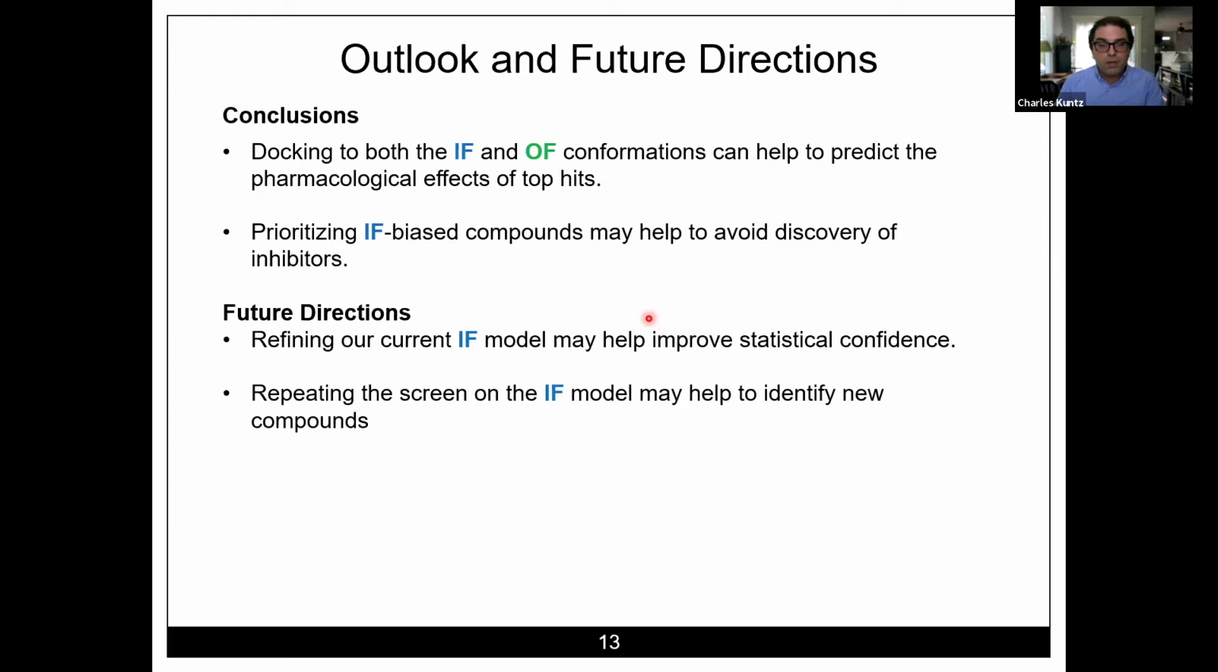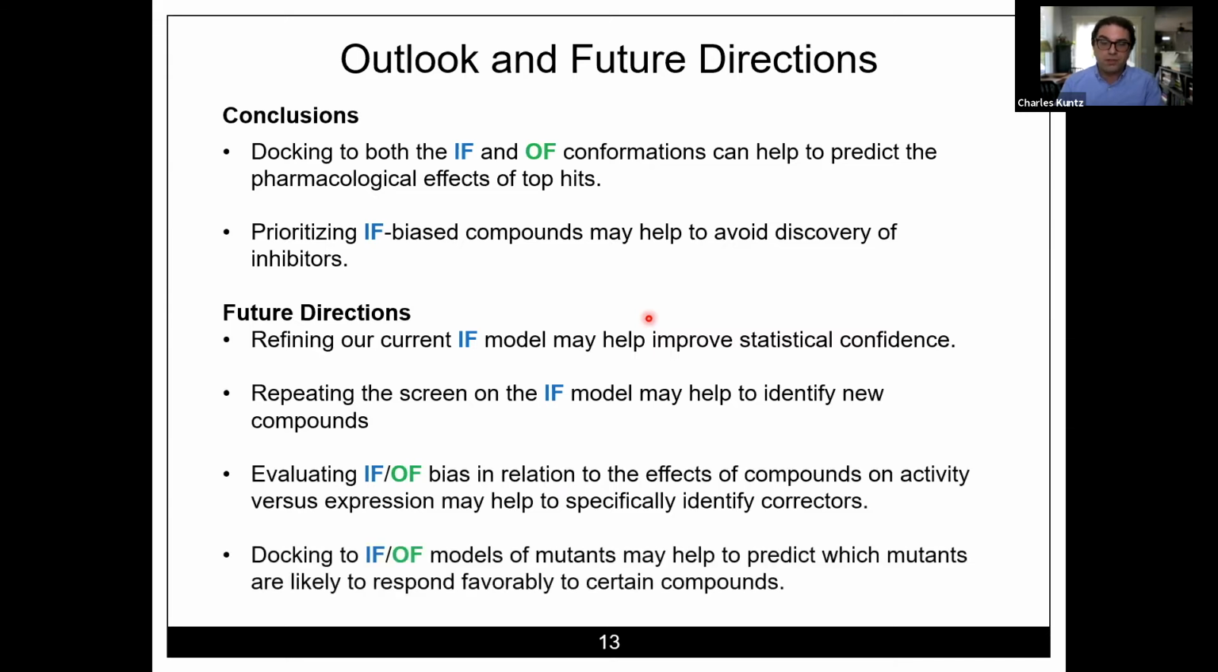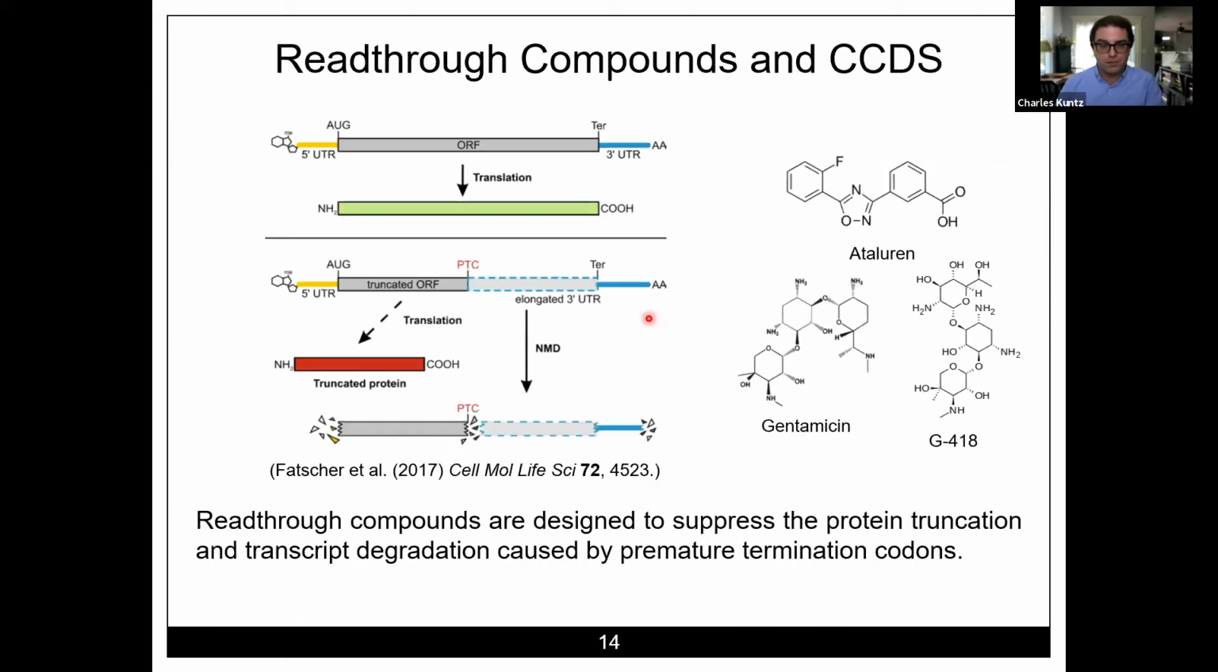So we want to repeat the screen on the inward-facing model to help identify new compounds. We want to evaluate the inward-facing to outward-facing bias in relation to the effects of compounds on activity versus expression, and this can help us to specifically identify correctors. We also want to build mutant models of all these compounds, and then also look at this inward-facing to outward-facing bias to see if there are differences with some of these mutants.